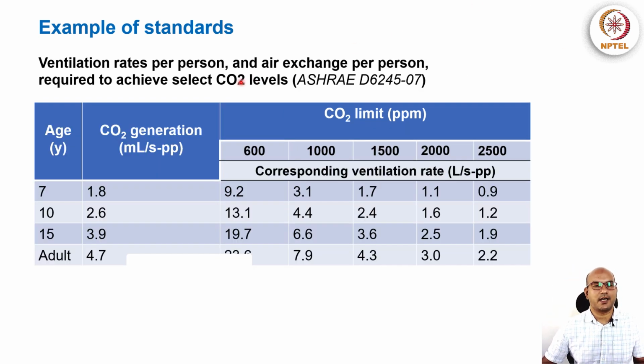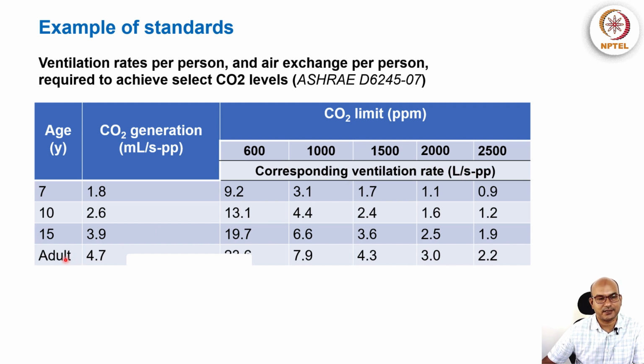Sometimes guidelines are also given as ventilation rates per second and air exchanges per second required to achieve a select CO2 level. So here we have the age of the occupying people, so 7, 10, 15 years or adult, and this is their CO2 generation in milliliters per second per person, 1.8, 2.6, 3.9, and adults are of course emitting the most. So if we have the CO2 limit given as 1600 ppm for people of age 7 years and such a CO2 generation rate, we must give a ventilation rate of 9.2 liters per second per person.